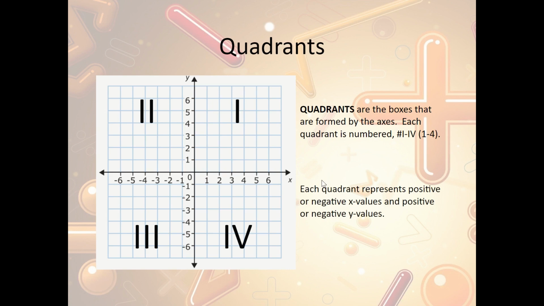Notice each quadrant represents positive or negative x values and positive or negative y values. So for instance, quadrant 1 represents positive x values and positive y values. Quadrant 2 represents negative x values and positive y values. Quadrant 3 represents negative x values and negative y values. And quadrant 4 represents positive x values and negative y values.